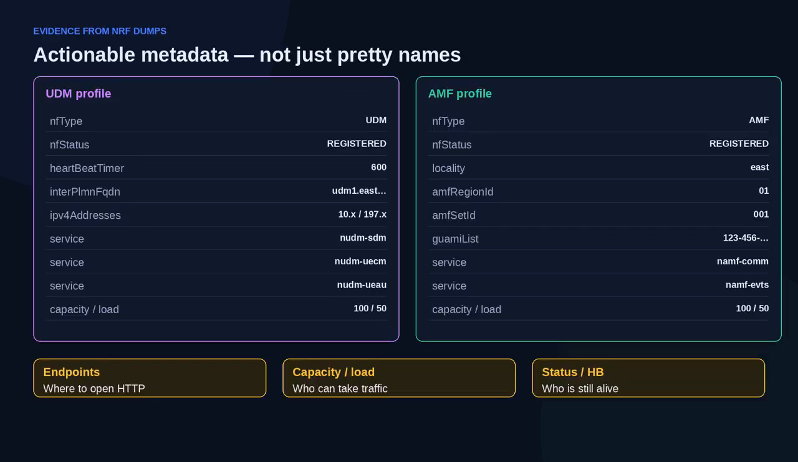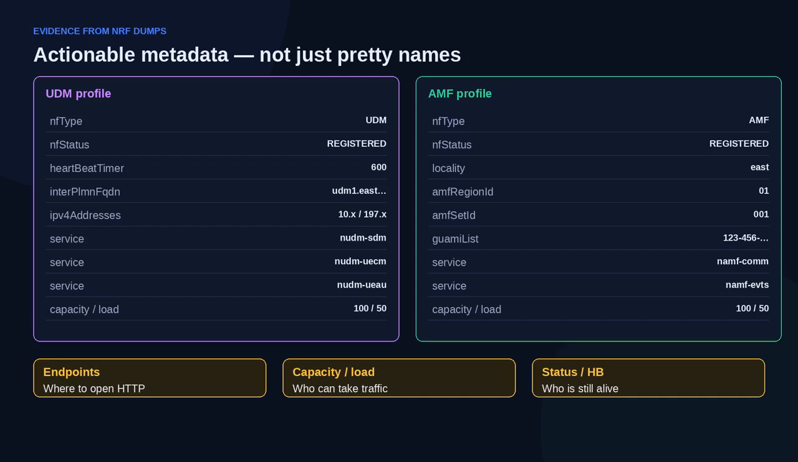The source also shows real NRF database dumps, yellow configuration panels that prove the directory is operational, not theoretical. On a UDM entry, you see NF type equals UDM, NF status equals registered, a heartbeat timer of 600, create and last heartbeat timestamps, PLMN lists, NSSAI values, and inter-PLMN FQDN, and IPv4 addresses.